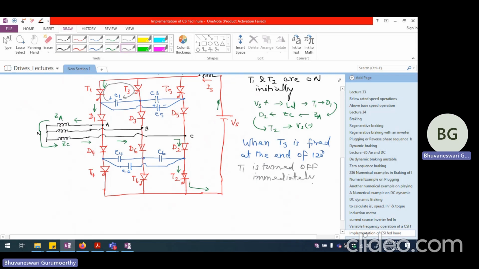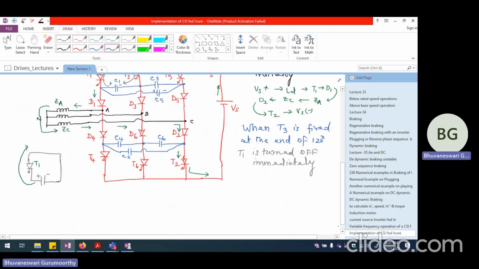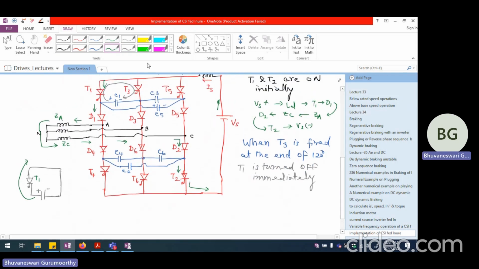So we call this as hard commutation, because the capacitor, if you look at it, if this is T1, the capacitor is going to have plus here and minus here, and T3 is turned on, so it is going to work as a short circuit. So we are going to see that a current flows through the capacitor to T1 in the opposite sense. So immediately it is going to be quenched. This device is going to be turned off immediately. So once T1 is turned off, the path for the current is going to be somewhat like this.